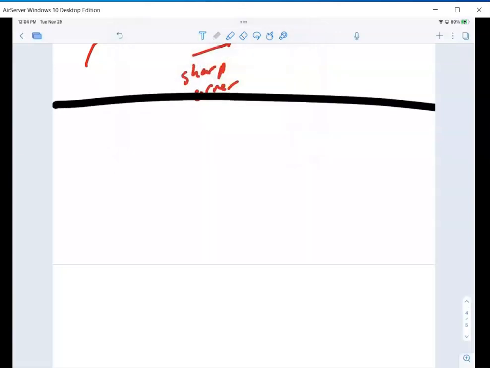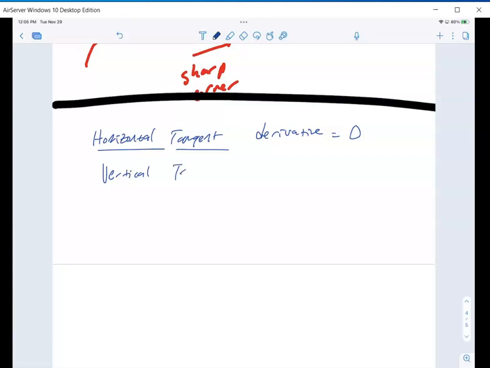Okay, a horizontal tangent means whenever you see that word, derivative equals 0. Okay? A vertical tangent means the derivative is undefined.